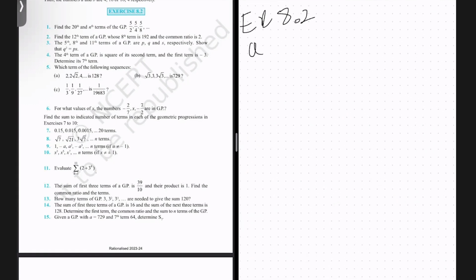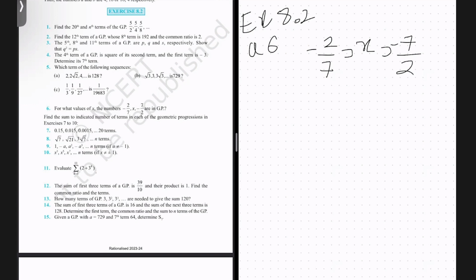Moving on to question number 6. For what values of x are the numbers minus 2 by 7, x, and minus 7 by 2 in a GP, right? So we have been told that minus 2 by 7, x, and minus 7 by 2 are going to be in a GP, right?